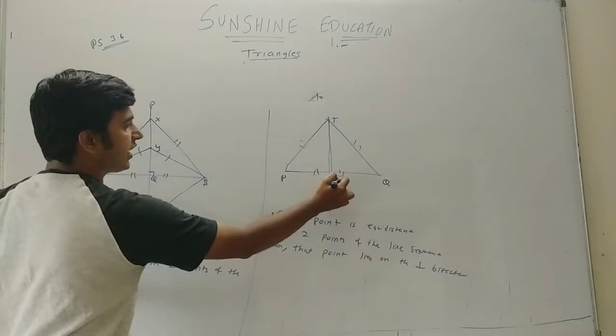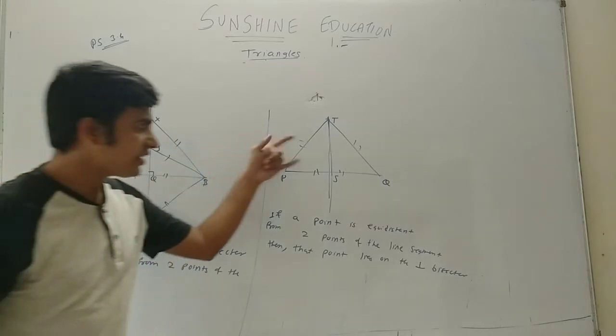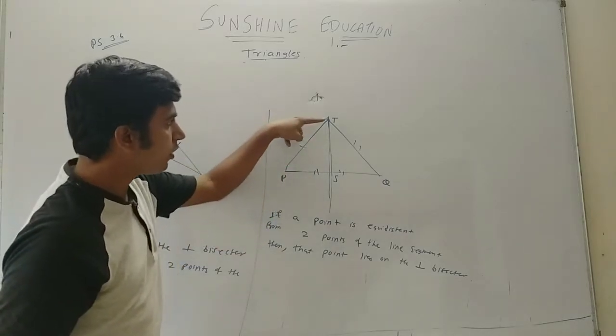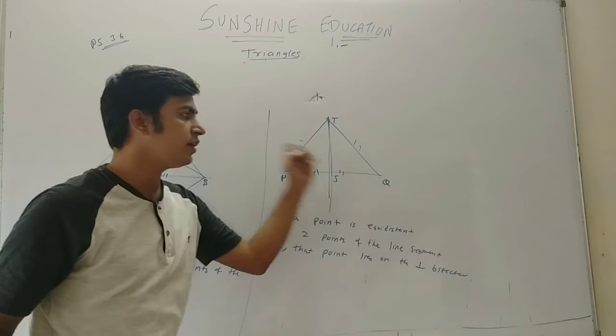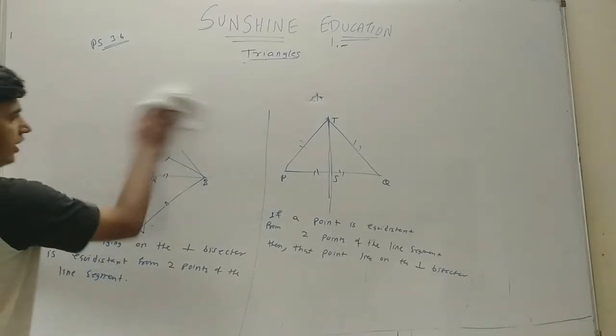Or we can say that this TS is the perpendicular bisector. Why can we say that TS is the perpendicular bisector? Because this is equidistant from P and Q. You will understand more about this in the exercise. This is very much important. Now, angle bisector.